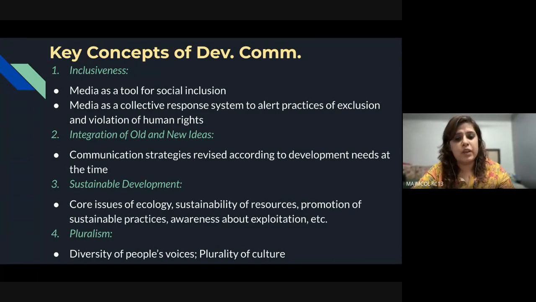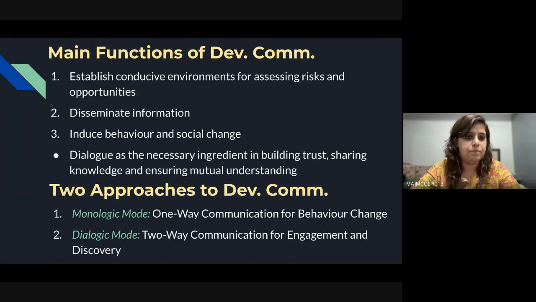And it is also bringing different cultures together, but the implementation as well as the designing of those policies need to take the culture and the voices of different people into consideration. So this forms the base of development communication specifically.